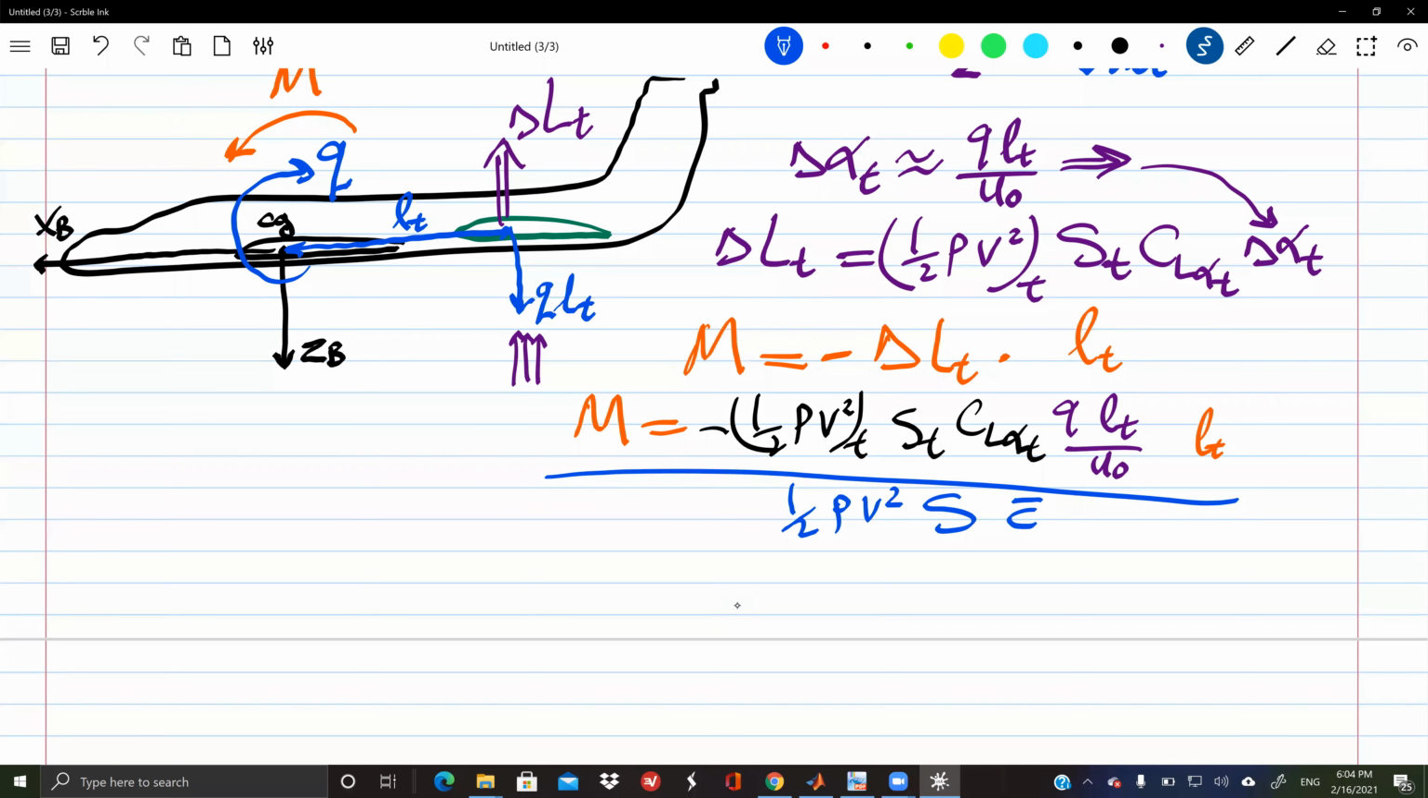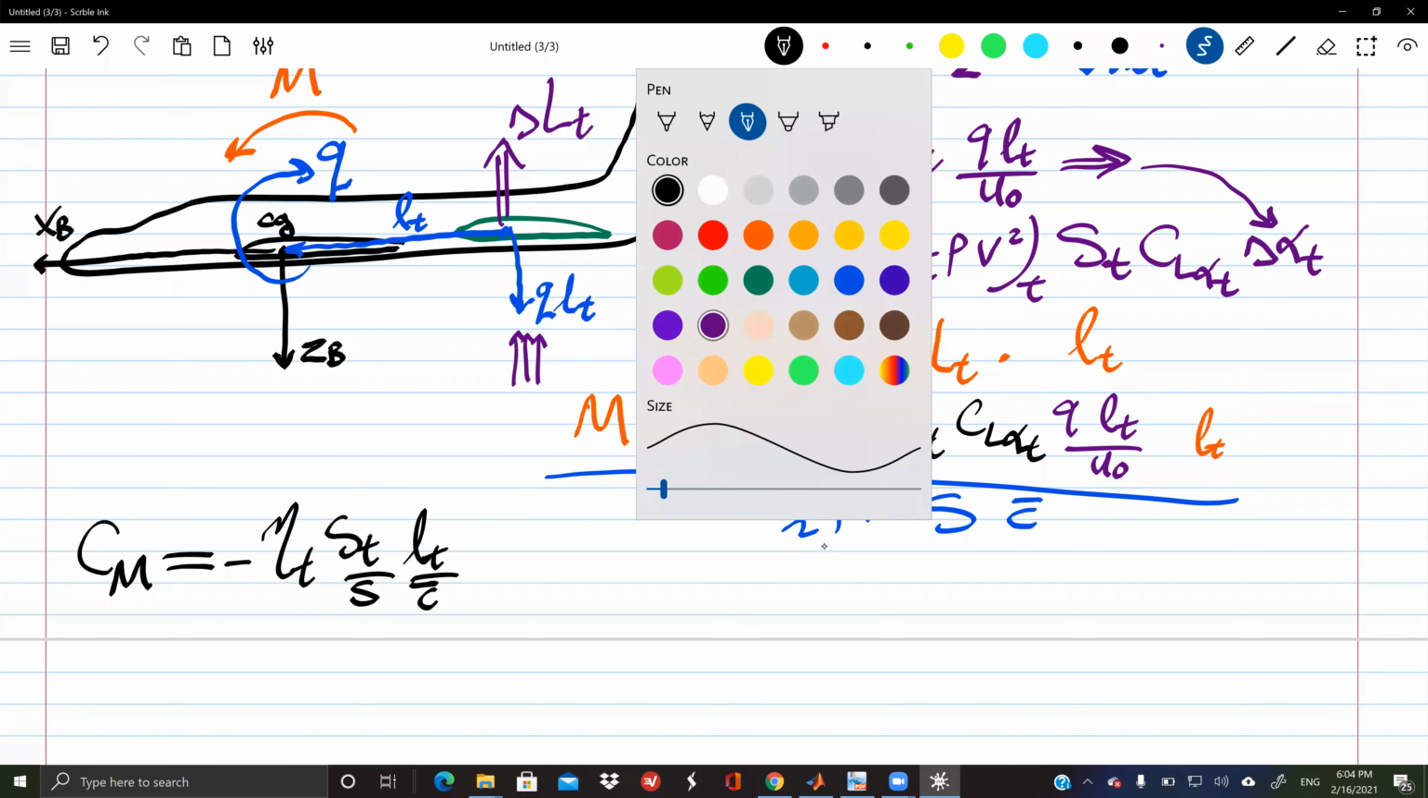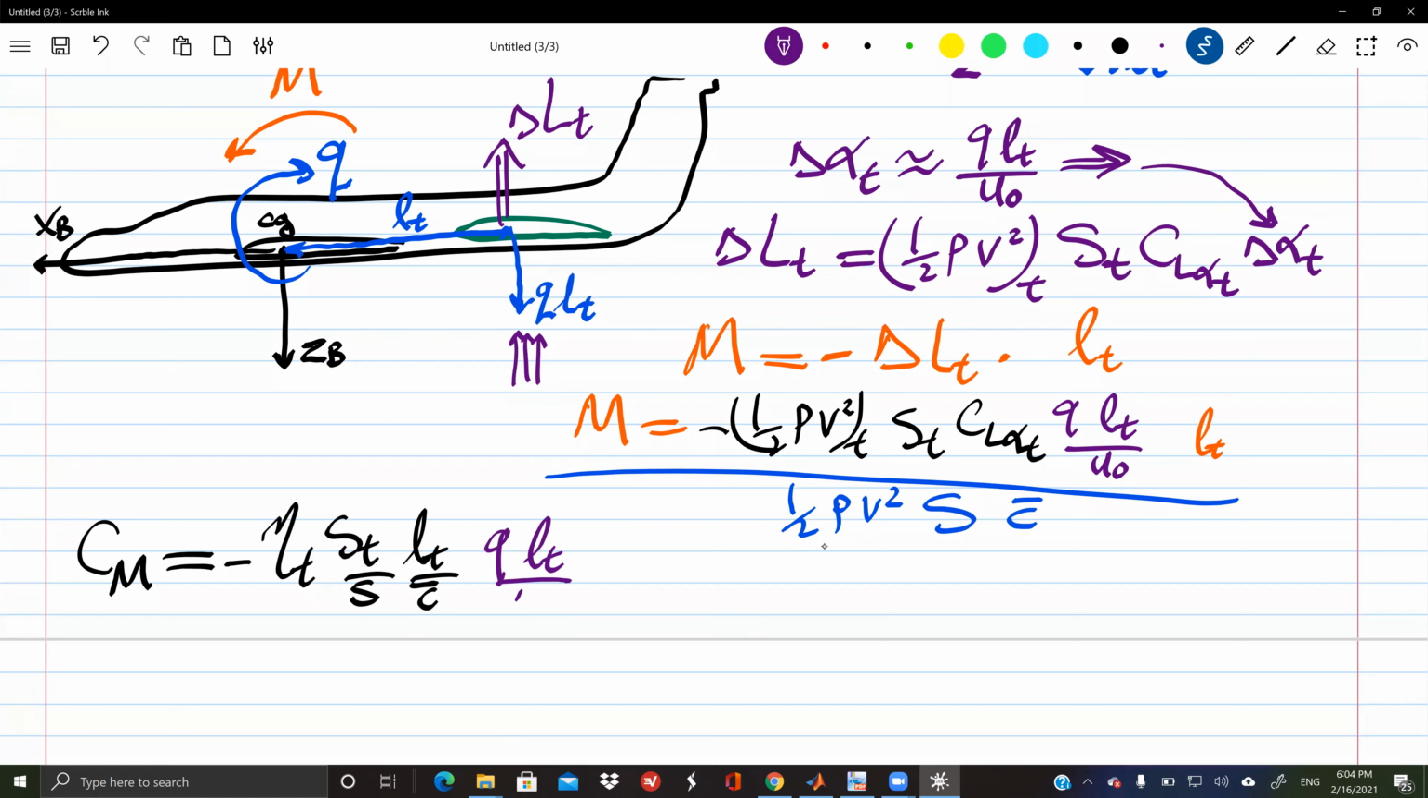And you are experts on this, because now when you divide the moment by this, you get the CM. Here the negative 1/2 rho V squared of the tail over that of the wing gives you eta tail, S tail over S, L tail over C bar. And what else? I still have Q L tail over U naught. I managed to get CM, the moment coefficient, due to the disturbance Q.